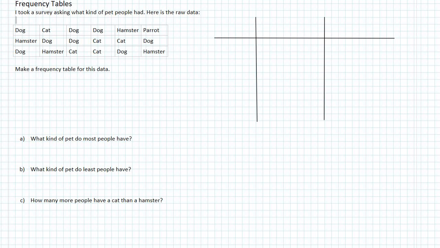There we go. I'm going to have my type of pet, okay? I'm going to tally up my scores, or my numbers of pets, and then write down the frequency.